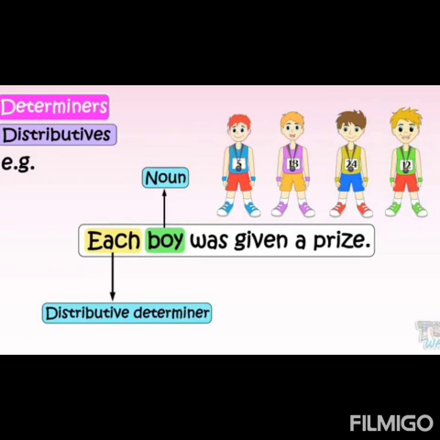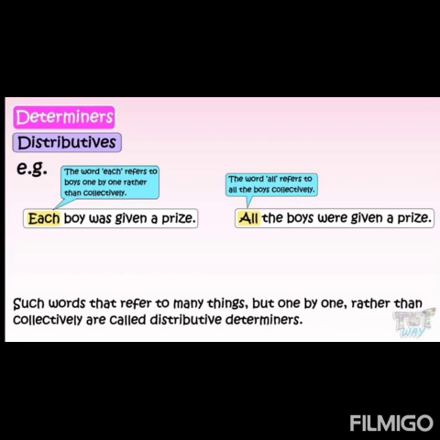Here boy is a noun, and to represent that each boy one by one was getting a prize, we are using a distributive determiner, and that word is each. Now see these two sentences. Each boy was given a prize. All the boys were given a prize. In the first sentence, the word each refers to boys one by one rather than collectively. But in the second sentence, the word all refers to all the boys collectively.